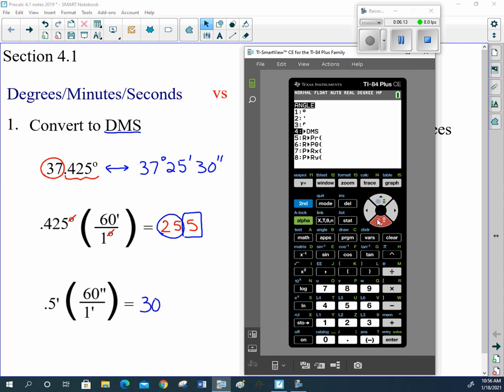So that one, we can actually use our calculator with just one button. If we wanted to take our 37.425 degrees and convert it, let's go ahead and go back to our main screen. Let's type in 37.425. Now I'm going to go back to that menu and convert that to degrees, minutes, and seconds, and hit enter. And there we go: 37 degrees, 25 minutes, and 30 seconds.